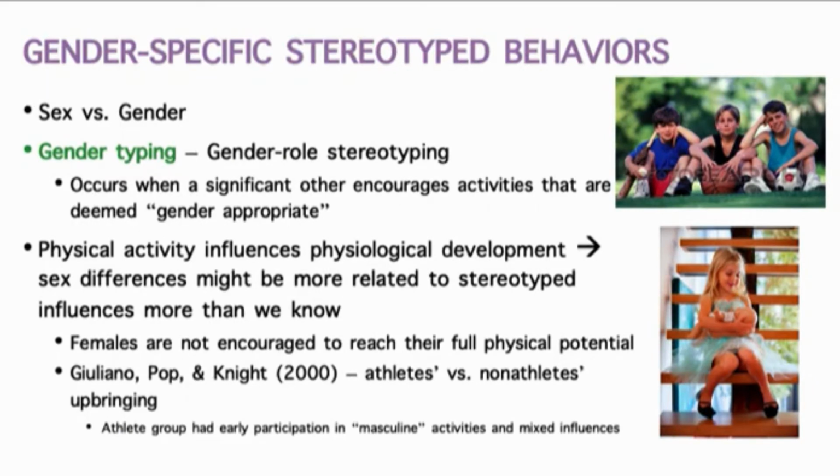And it occurs when a significant other, which could be a parent, teacher, sibling, friend, etc., encourages activities that are deemed gender appropriate. Okay, and so gender typing typically is going to steer individuals towards their perceived gender based on a person's sex and not necessarily their gender identity.